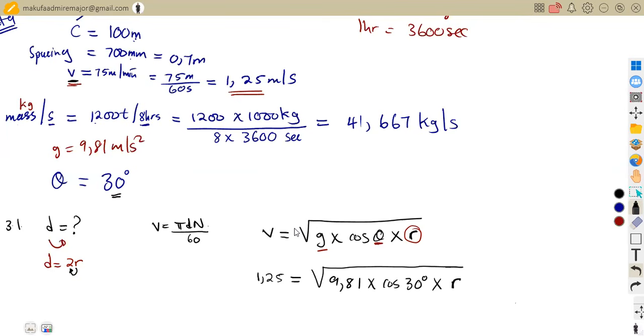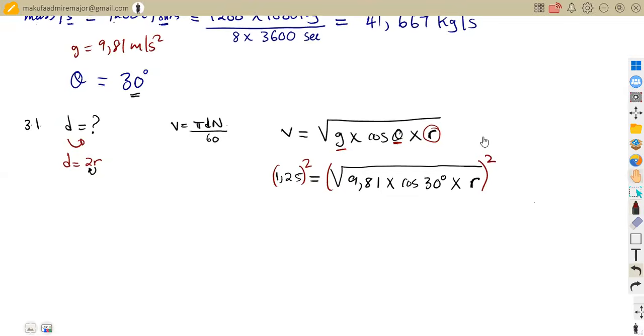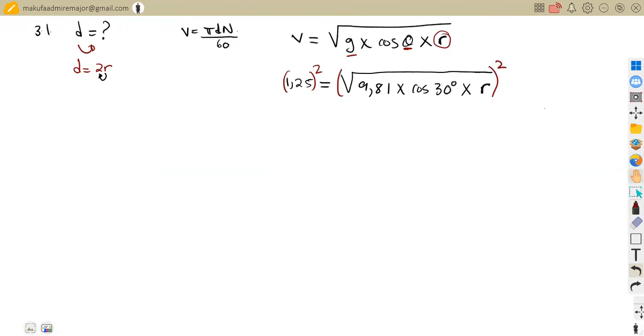So that is how you're going to ask yourself. It's a matter of change of subject. We can remove the square root by squaring both sides. So it's going to be 1.25 squared. So here, let us have our calculation. So you're going to have 1.25 squared, which is equal to, we have removed the square root.